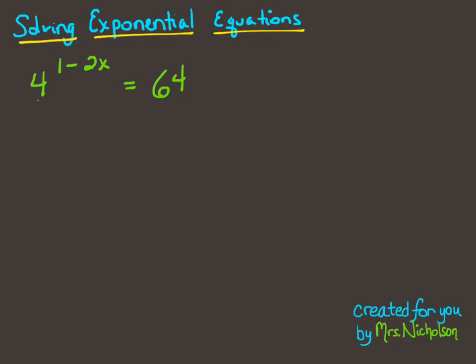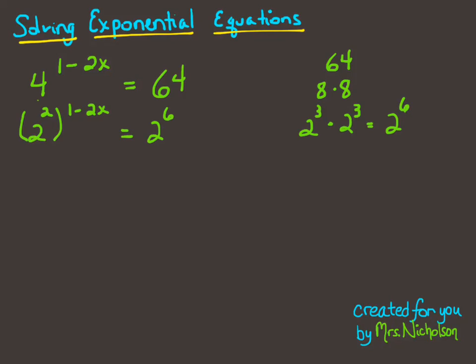I can rewrite both of those in terms of 2, or as a base of 2. So for example, the 4, I'm going to rewrite as 2 squared, but then that's still being raised to the 1 minus 2x power. Now 64, you may not know what exponent on 2 is equal to 64, but we can figure it out. If you think about 64 in terms of its factors, it's equal to 8 times 8. And maybe we know that 8 is 2 cubed. So this would be 2 cubed times 2 cubed, or we could rewrite that as 2 to the 6th, because of course when you're multiplying like bases, you add the exponents. So this 64, I'm going to rewrite as 2 to the 6th.